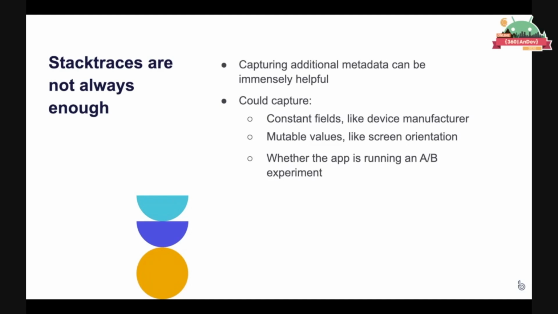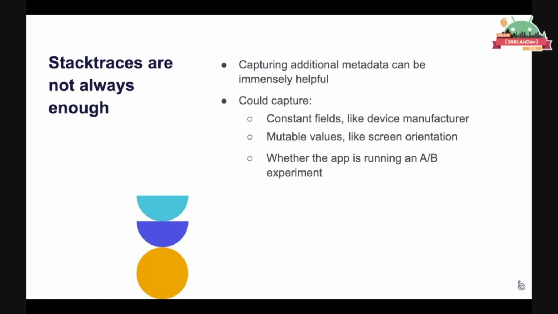So there's a couple of things that you can always capture, and crash reporting SDKs often do capture by default. So the device manufacturer, the API level, and OS level. And you can also capture some mutable values, like the screen orientation. So you can check whether a crash is happening exclusively in portrait, for instance. That may indicate that there's a layout bug that's causing a crash.